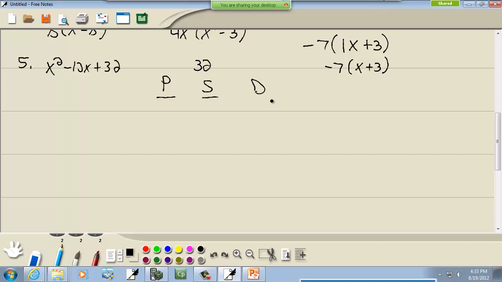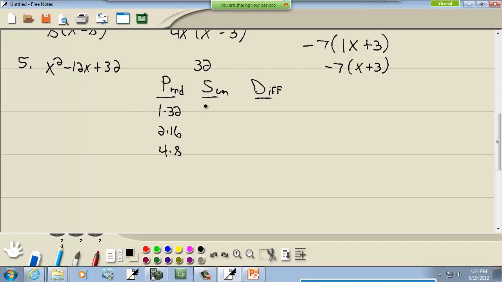Come up with our P column, our S column, and our D column. P stands for product, S stands for sum, and D stands for difference. In the product column, we're going to write all the products that give us 32. We've got 1 times 32, 2 times 16, 4 times 8. 5, no, 6, no. I guess that's it.